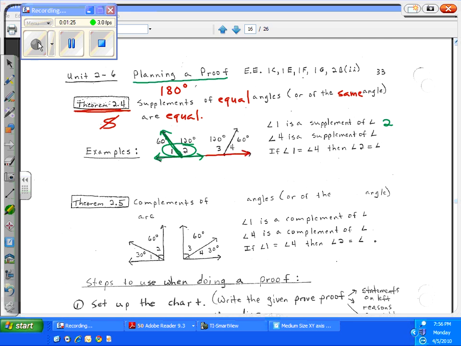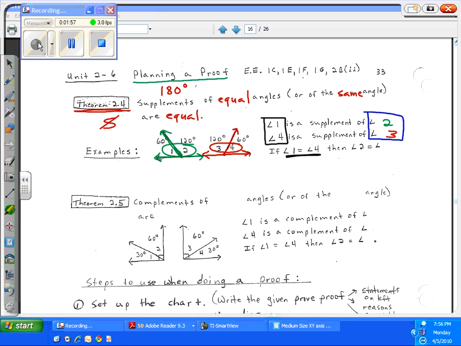Likewise, over here, it's still a straight line, 180. This is still two angles whose external rays form a line, a linear pair. And so we can say that angles 3 and 4 are a linear pair, which means that they're also supplementary. So we can say that angle 4 is a supplement of angle 3. So angles 1 and 4 are supplements of angles 2 and 3.